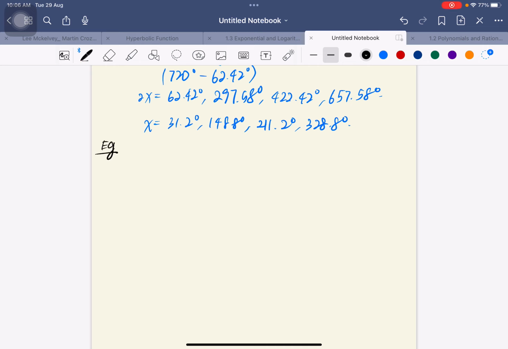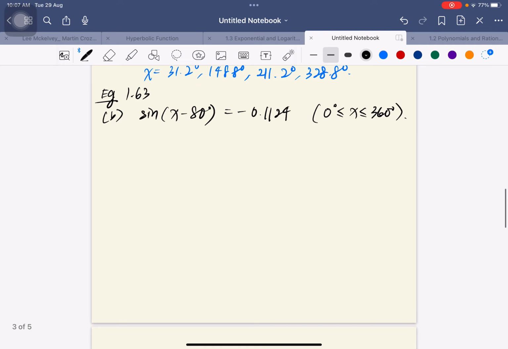Example 1.63. I think I'll choose question B. Sine of (x minus 80 degrees) equals negative 0.1124. So the question asks us to solve this equation for the range of 0 to 360 also.